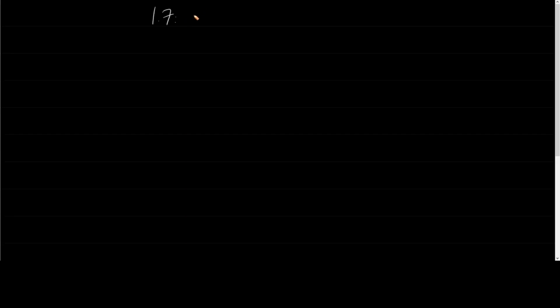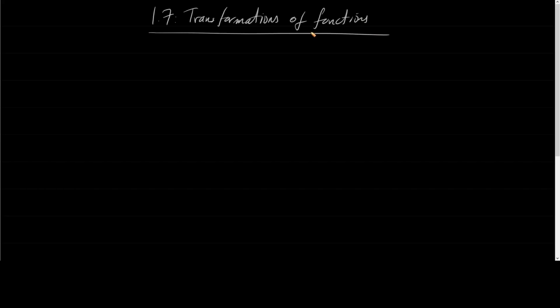This is chapter 1.7, which is on transformations of functions. All right, and we're going to start first by talking about vertical and horizontal shifts. These are also called translations. The vertical and the horizontal shifts.